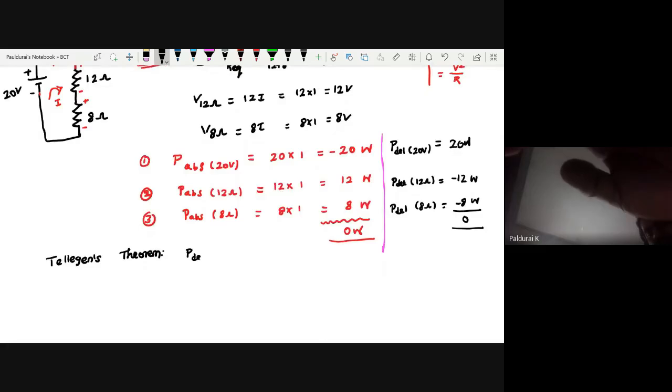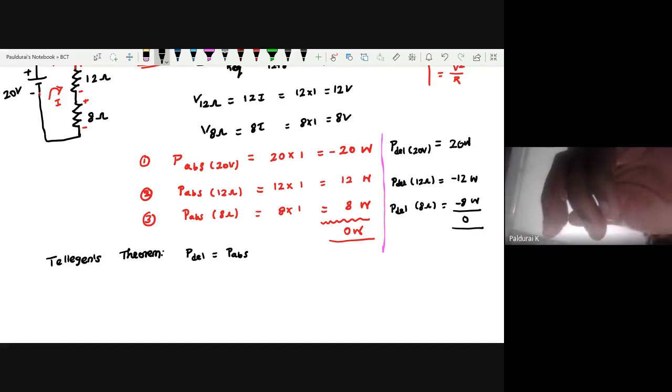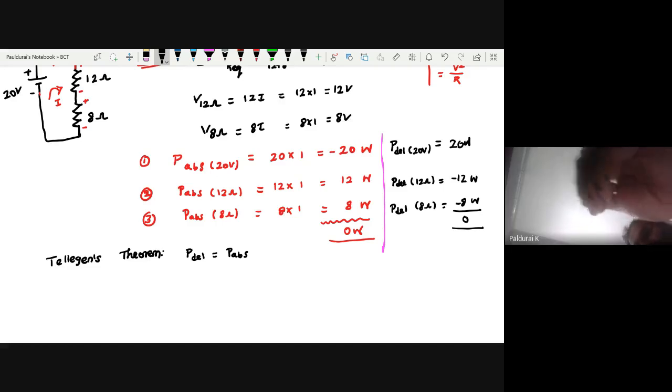Sum of delivered power is equal to sum of absorbed power. Otherwise, the sum of absorbed power by all circuit elements in a loop is 0, or the sum of delivered power by all circuit elements in a loop is 0. Just write it in your own words. This is just for your knowledge, okay.